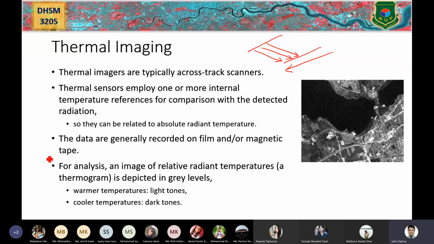So yes, the data is generally recorded on film or magnetic tape, and for analysis, these relative radiant temperatures are stored as grayscale. What's grayscale? We already know it's sort of black and white. In this grayscale, the higher temperatures are denoted by white color or light tones, and the low temperatures or the absence of temperature are depicted by the black or dark tones.